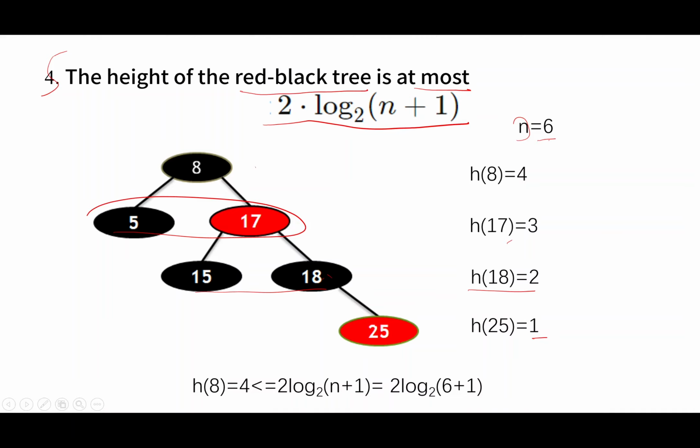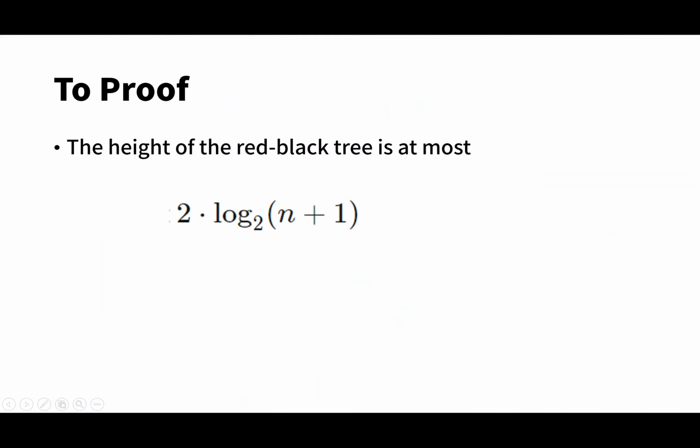And the height of the tree, the height of the root, is equal to 4, less than this. So for this tree, this property is okay. Now we prove this property: the height of a red-black tree is at most this number.